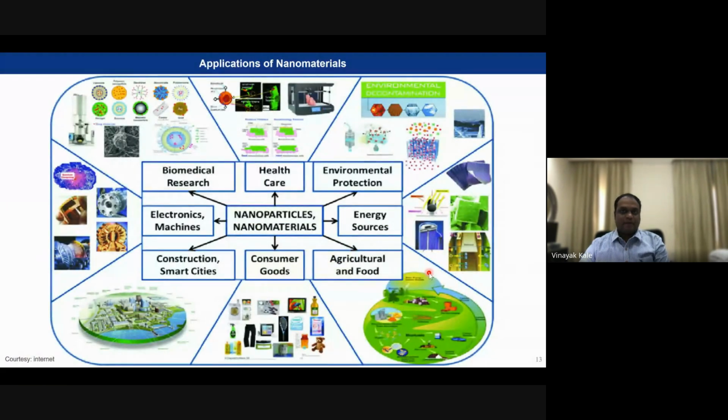So we can see there are a lot of applications nowadays of nanomaterials in various areas. For example, biomedical research, healthcare, environmental protection, energy sources, agriculture and food, consumer goods, construction, smart cities, electronics, machines, etc. Particularly, my research topic is related to energy-related applications. So I will talk more about the energy-related things.